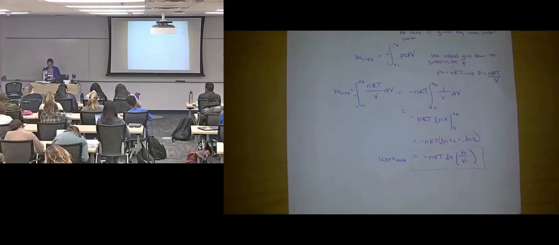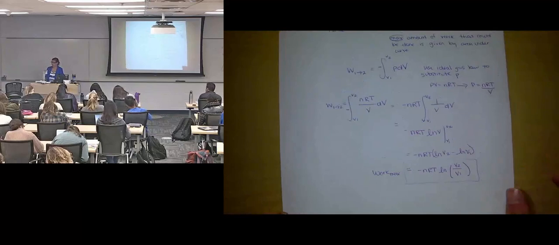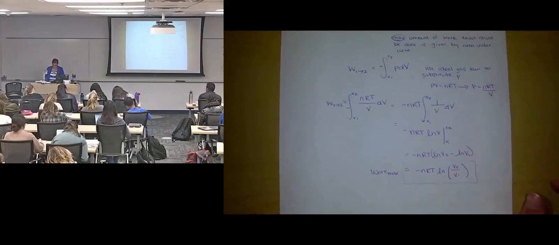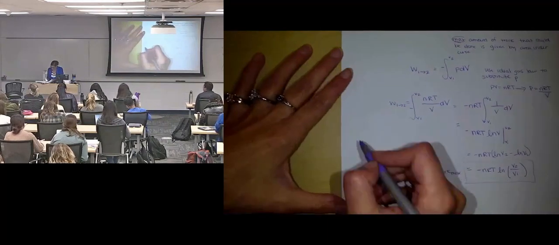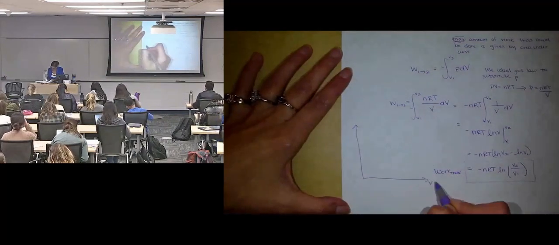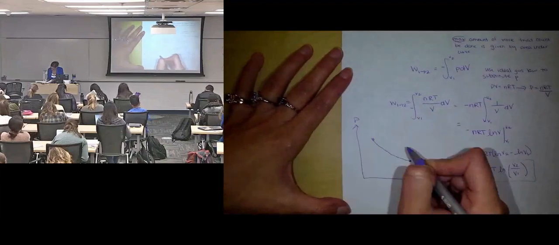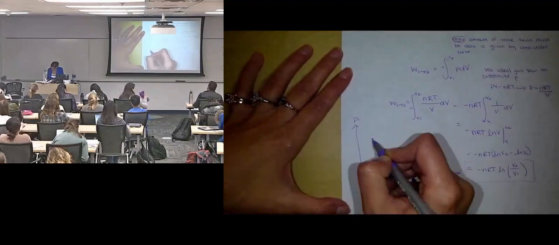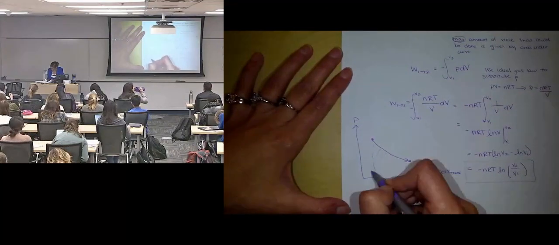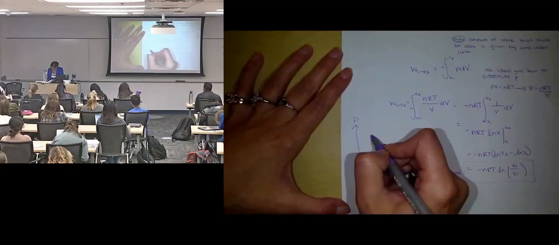Okay? So what that means, I'm going to slide the paper back up for a second. Or actually, I'll just redraw it. Okay? So this was our diagram here. It looks something like this as we were going this direction. And we said maximum work was this area under the curve. Okay?